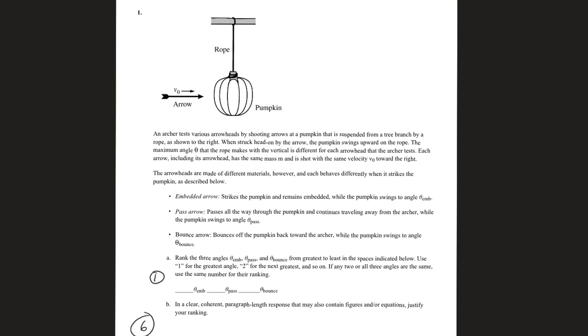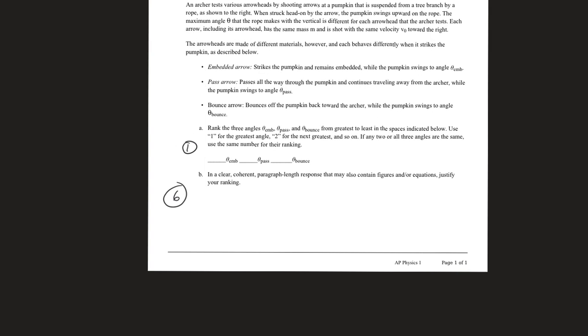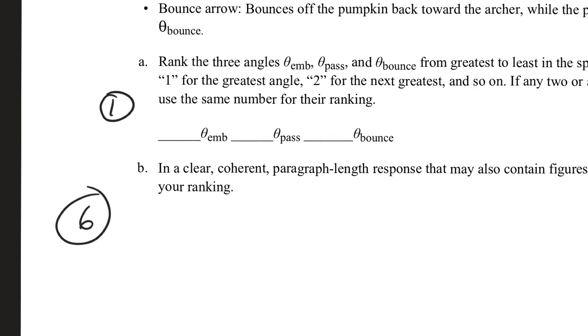And your paragraph has to hit some important points here. You can get this portion wrong, the ranking, and still acquire some points from your paragraph as long as your paragraph has points that are clearly articulated and represent physics that's appropriate to the problem. But the balance of the points comes from your paragraph.